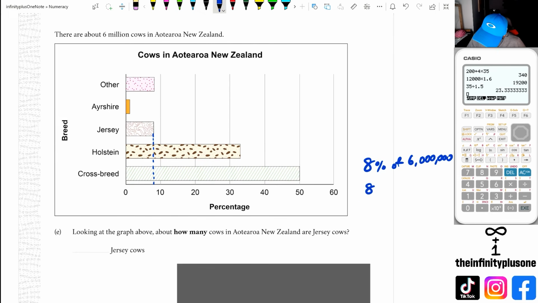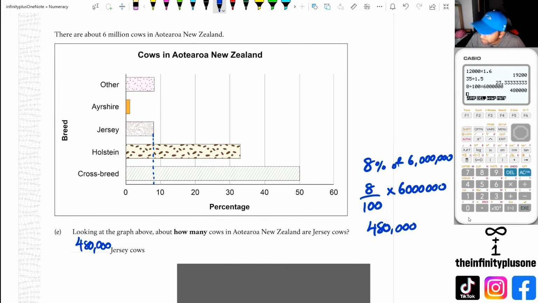The way we do this, we're going to go 8 over 100, because that's what 8% is, and multiply it with 6 million. So we've got 8 over 100 times 6 million. And that's going to give us roughly 480,000. Now, looking at the answer schedule, they've said that any answer between 400,000 and 500,000 they will accept. They also said that calculation is not required, so just an answer is all good.